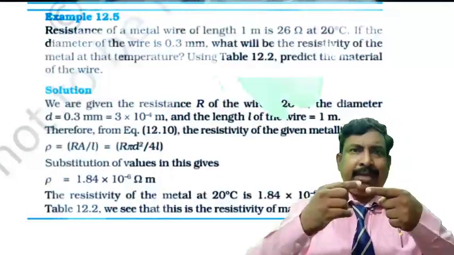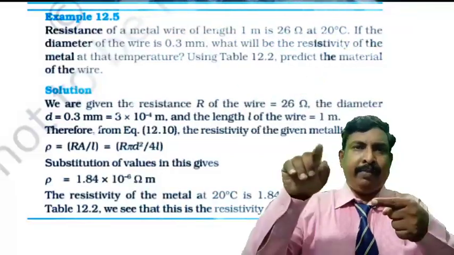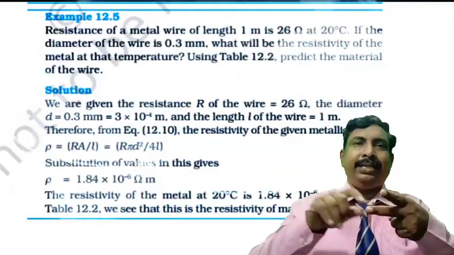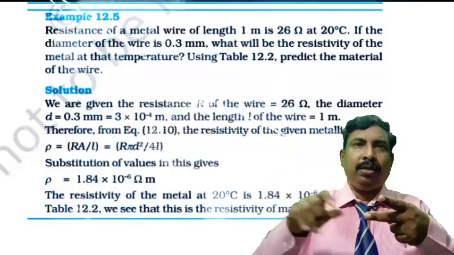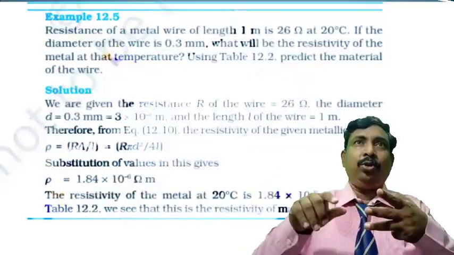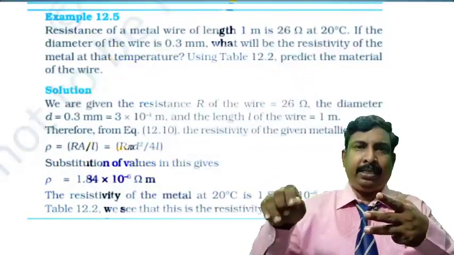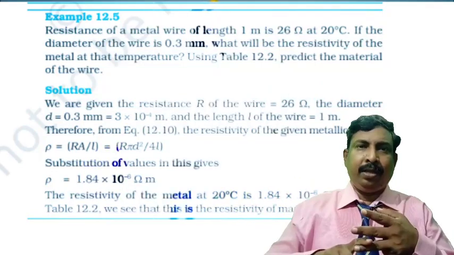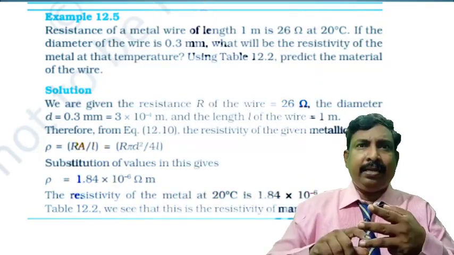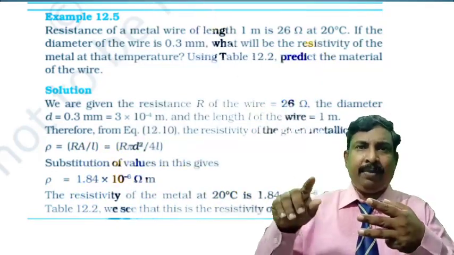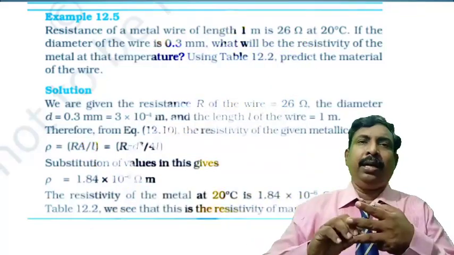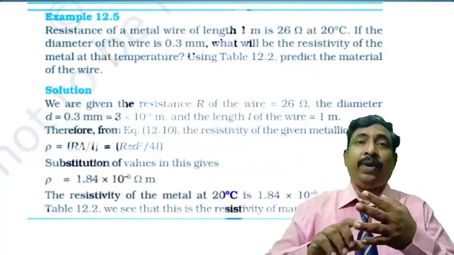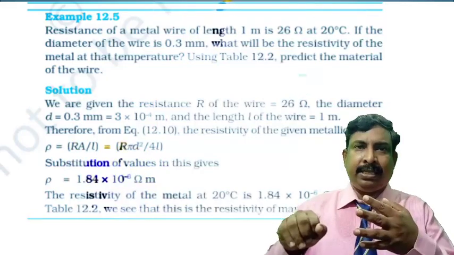See Nana, data, when you write L is equals to 1 meter, R is equals to 26 ohms, thickness D is equals to 0.3 millimeters. Milli means 10 power minus 3. Now can you find the area? Yes, area is equals to pi d square by 4. When you substitute, you will get the area value. Now they are asking to find out the rho, specific resistance.